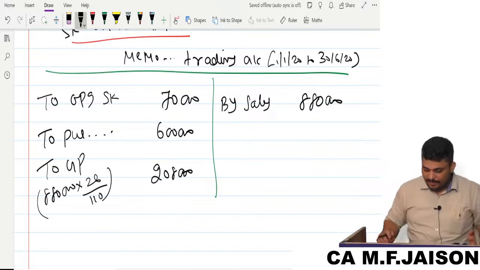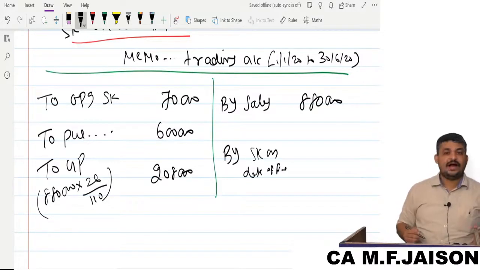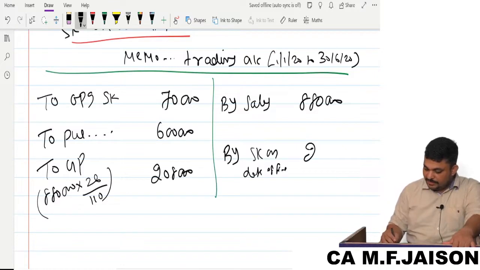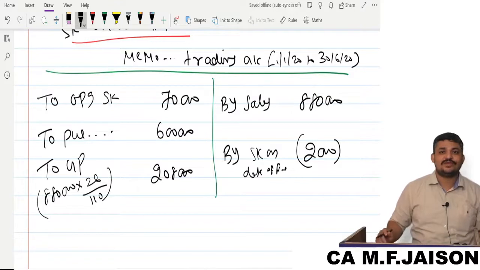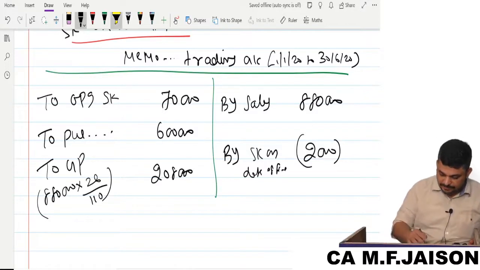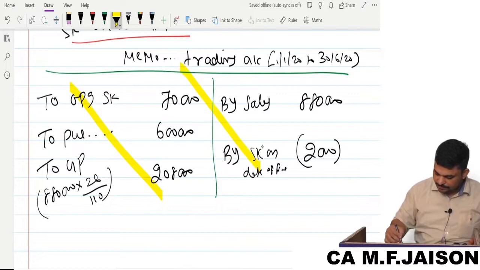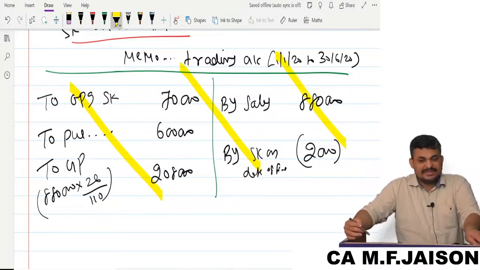Understood? Now listen. When I take the closing stock here, stock on date of hire, I find that it is coming as negative 2,000. See, when you want a balancing figure here, this side should be greater. But here I am finding negative 2,000. How can the closing stock be negative? Closing stock can't be negative. Correct, sir. So there is some mistake here. Is it wrong? Wrong. Sir, what is the mistake here?